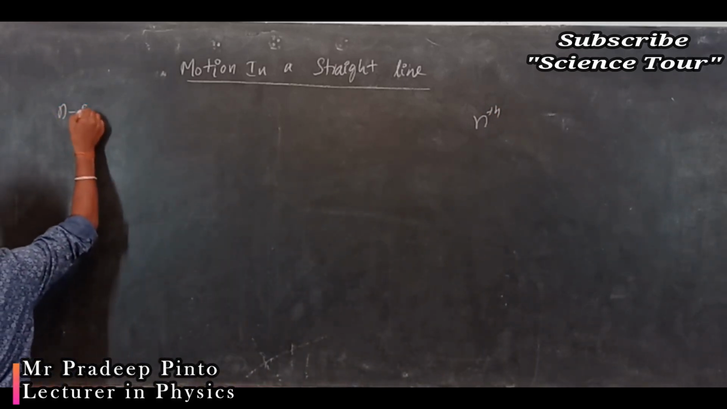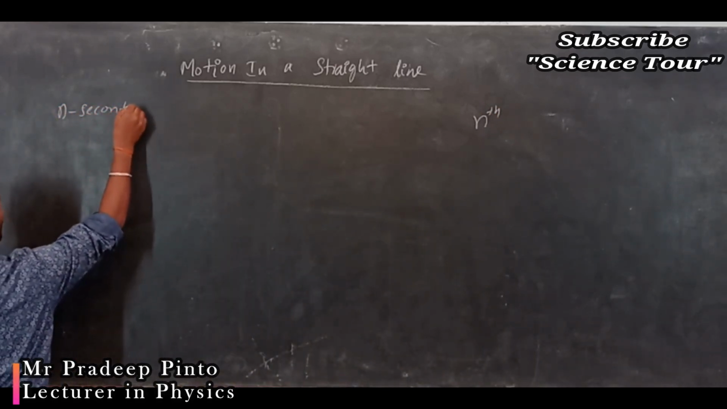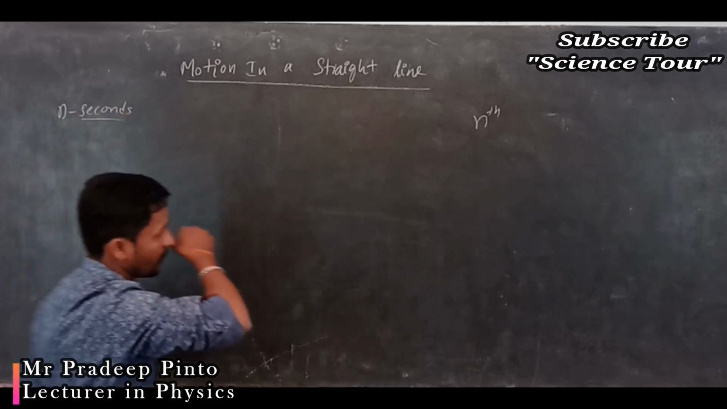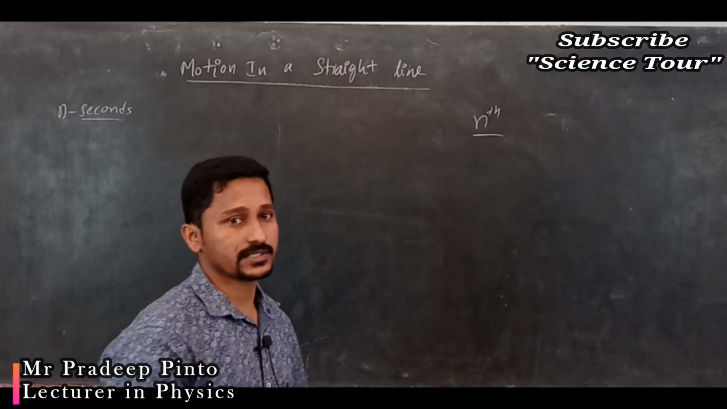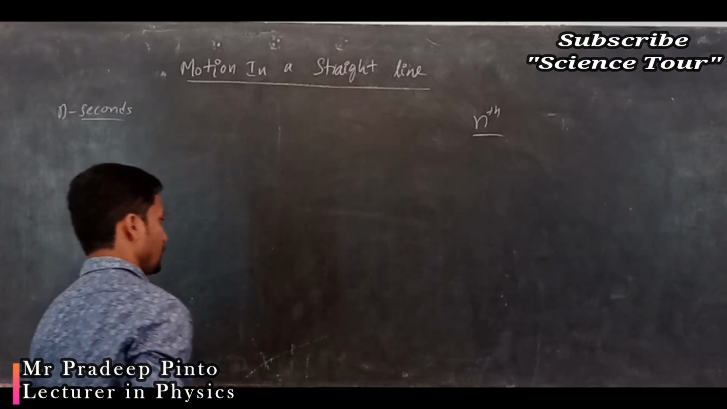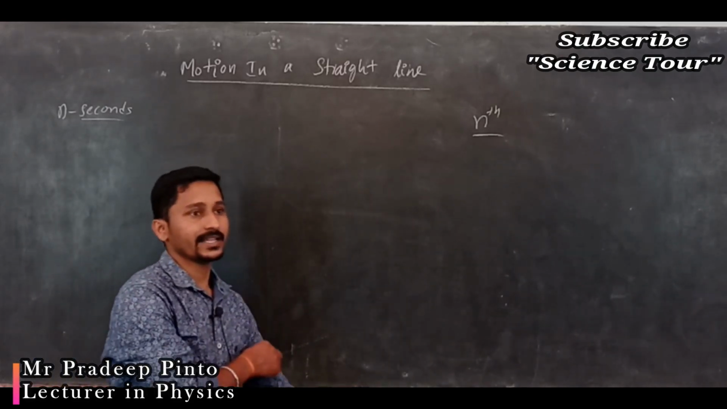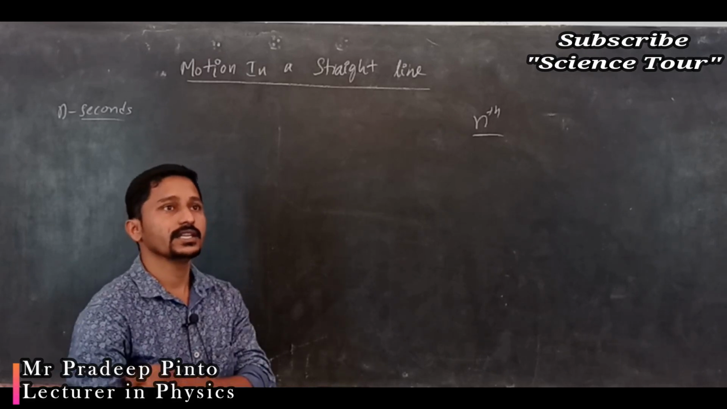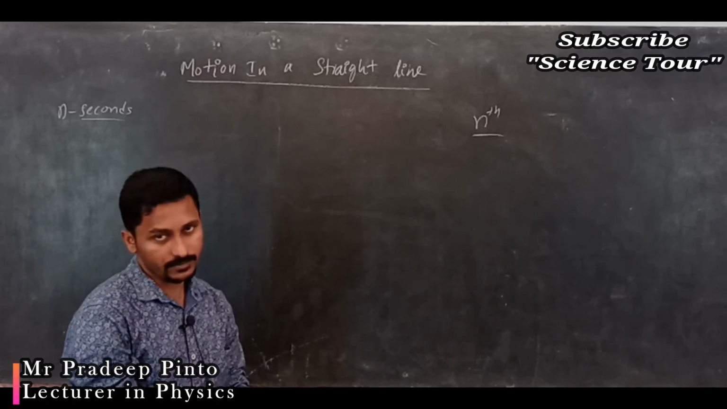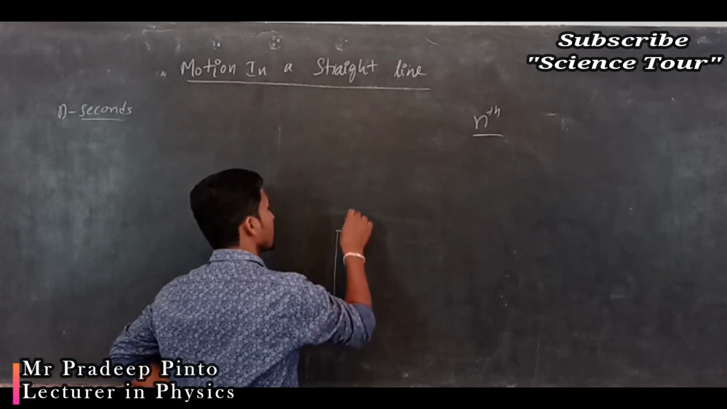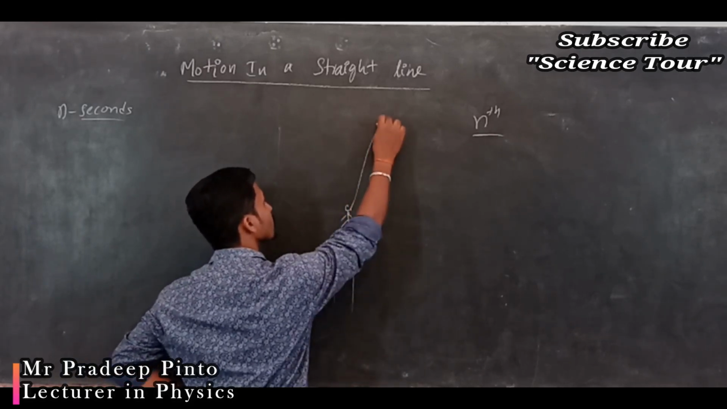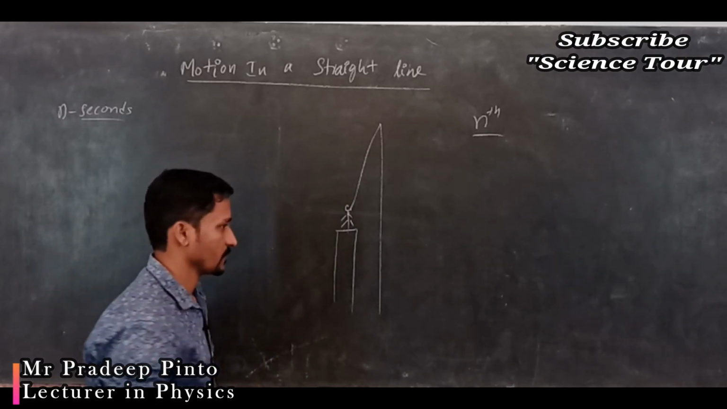That is the difference I am going to tell you, and what type of questions may come like that. So let me first explain what n seconds and nth second mean. Basically, n seconds and nth second come in the case of an object which is thrown and coming back. Suppose a building is there, and an object you have thrown goes up and comes back.